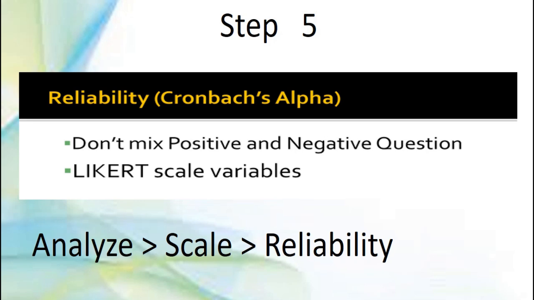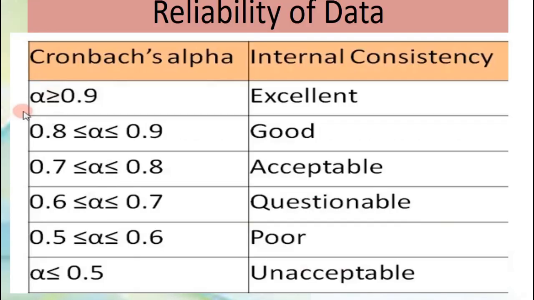Next step is reliability. You have to find out reliability for Likert scale data. We should not mix positive and negative scoring together to find out reliability. Reliability has an acceptable range. If we get reliability more than 0.7, it is very good. Sometimes there is a chance of getting less than 0.7. In that case, what do we have to do?